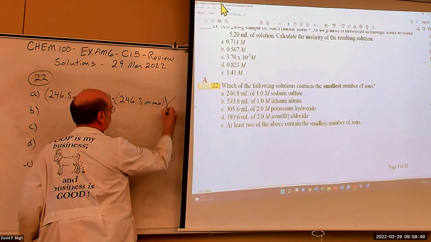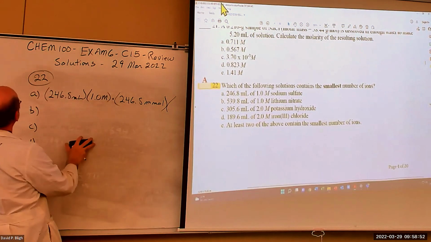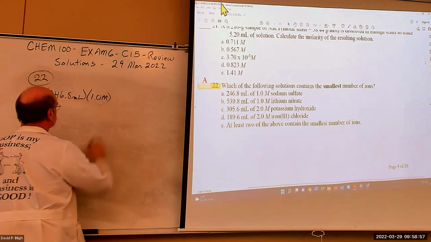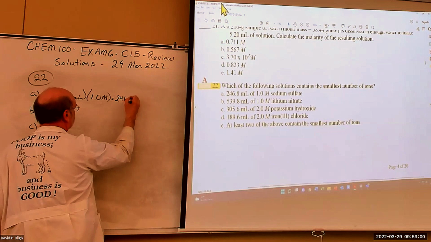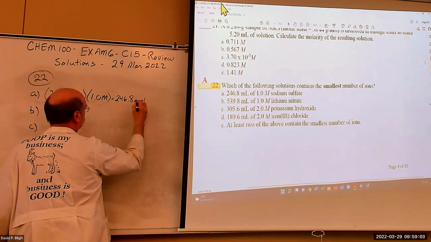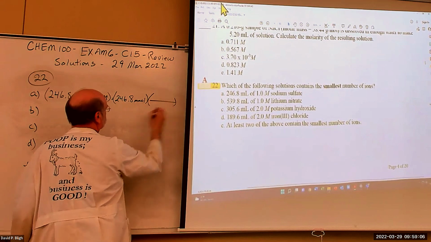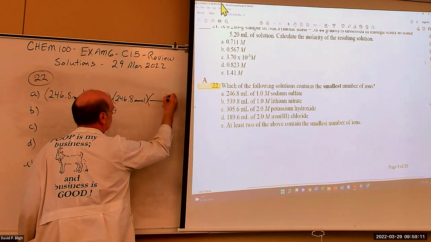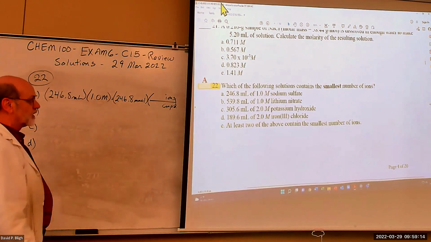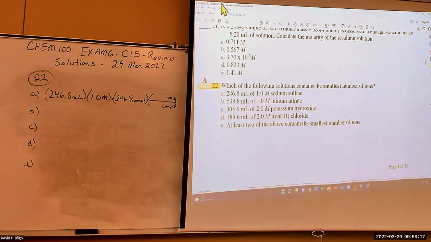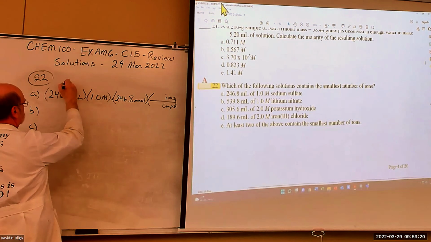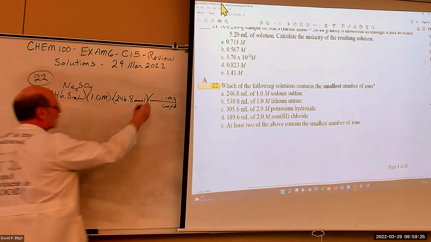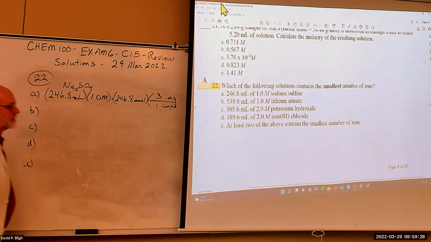Well, if that's millimoles of compound, we need a ratio. I should have started over the other side a little bit. 246.8 millimoles of compound. Then the ratio is compound to ions. Okay. What's the ratio? You need to know the formula. Sodium sulfate. There are 3 ions for each formula unit.